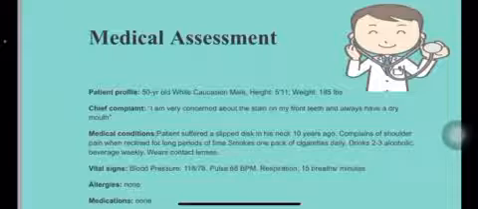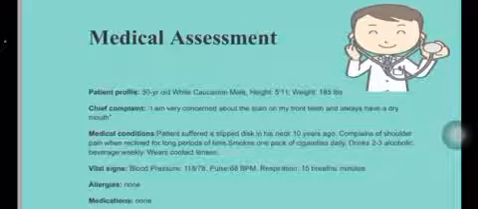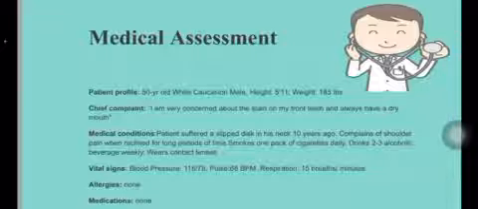We are presenting case study number 20. Medical assessment. Our patient is a 50 years old white Caucasian male. He came to the dental clinic saying that he is concerned about the stain on his front teeth and always has a dry mouth. He does have several medical conditions.